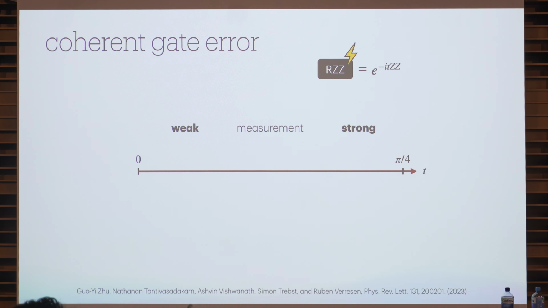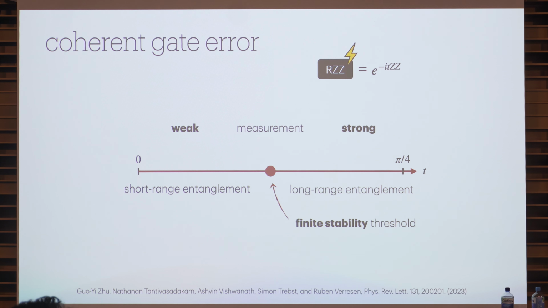If our coupling is very weak, or if there's no coupling at all, we will not be able to create long-range entanglement. But if it's strong enough, we will end up in our GHZ state and we will be able to create this long-range entanglement. Somewhere in the middle, at least in 2 dimensions, there sits a finite stability threshold which separates these two phases.